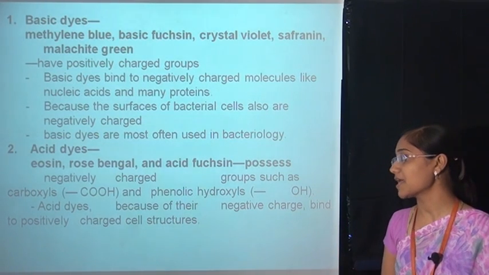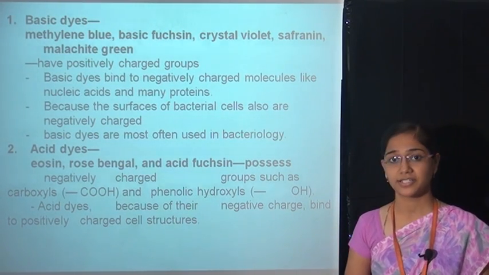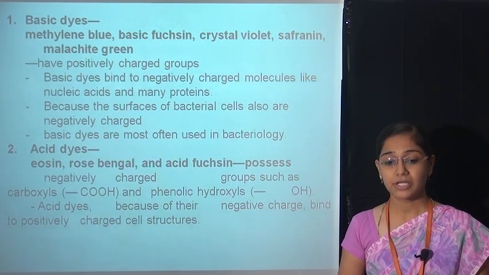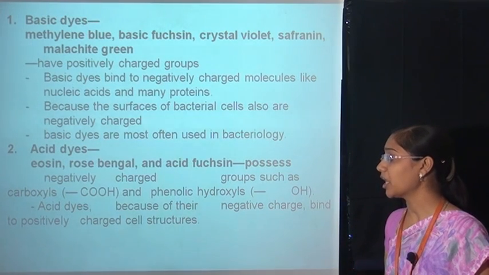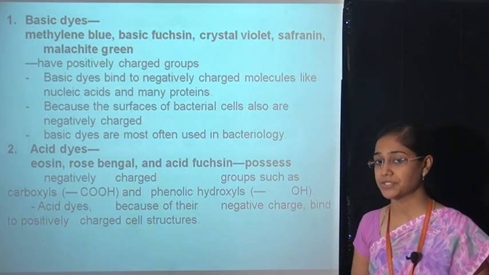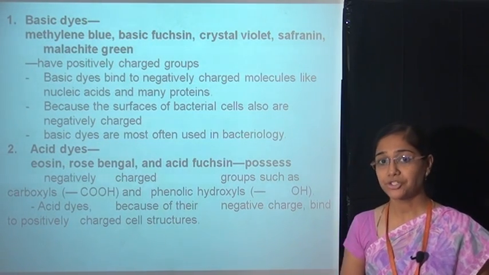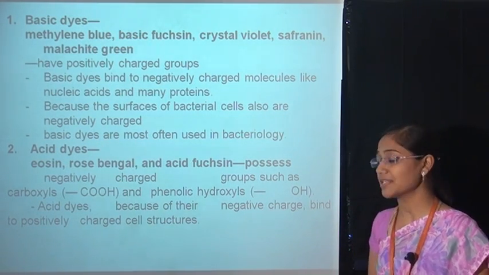Then the second one is acidic dye. Examples of acidic dyes: eosin, rose bengal and acid fuchsin, which contain negatively charged groups like carboxylic and phenolic hydroxyls. Acidic dye, because of the negative charge, binds to the positively charged cell structures.